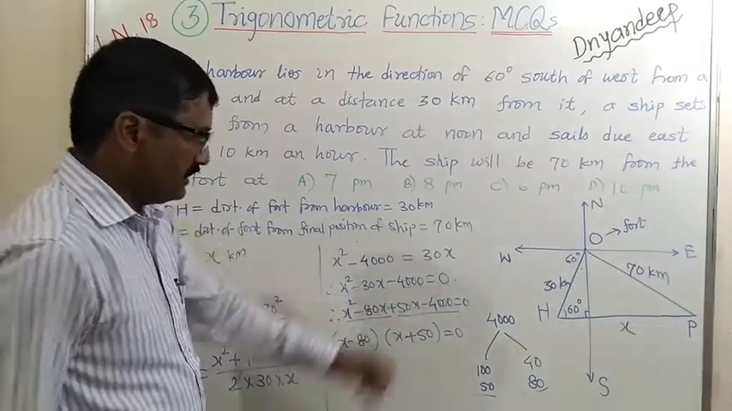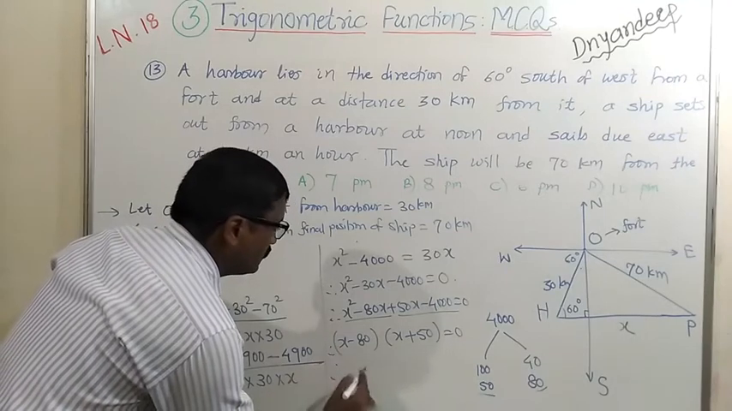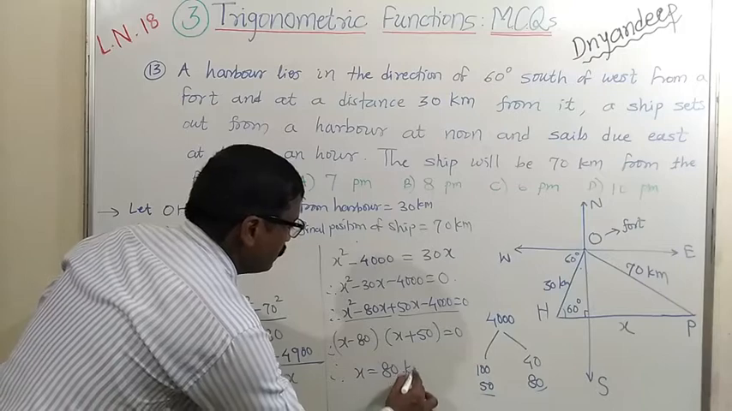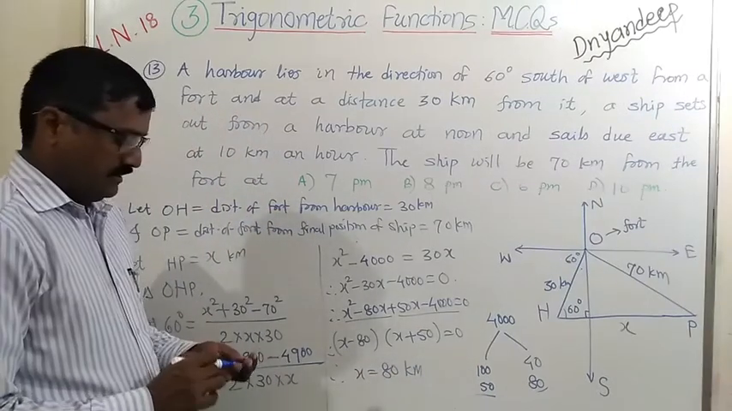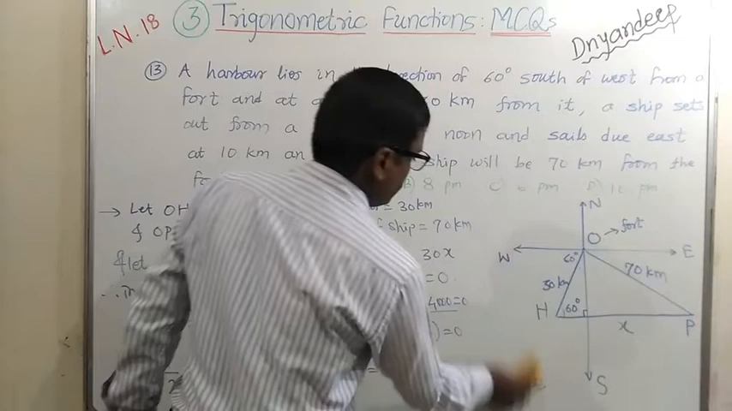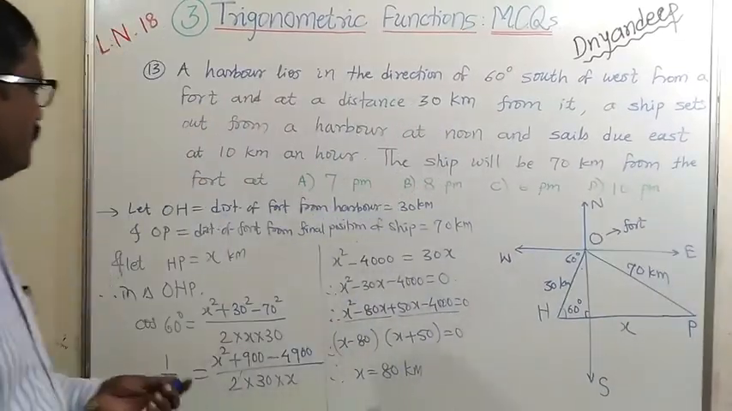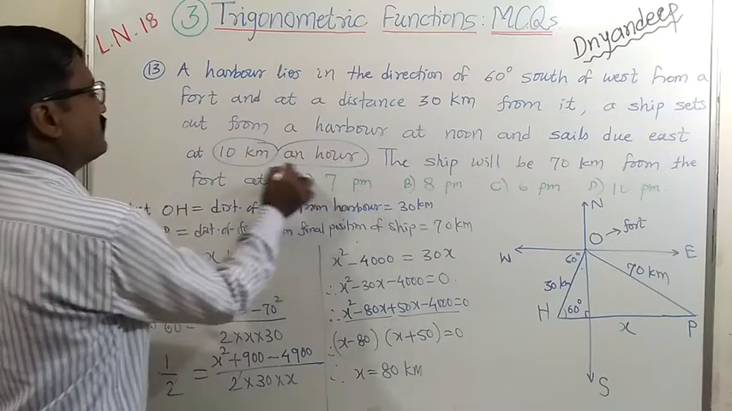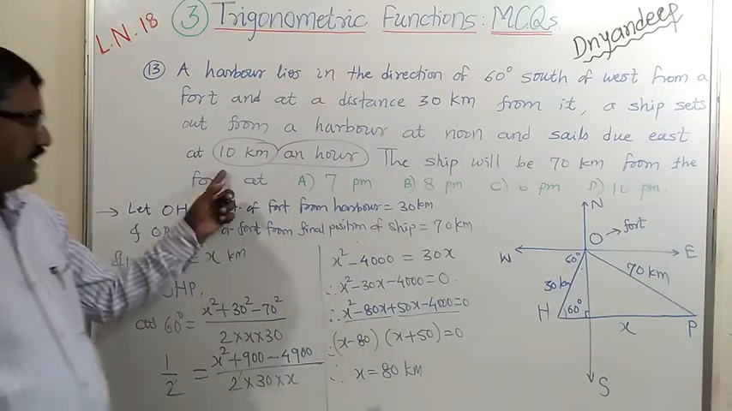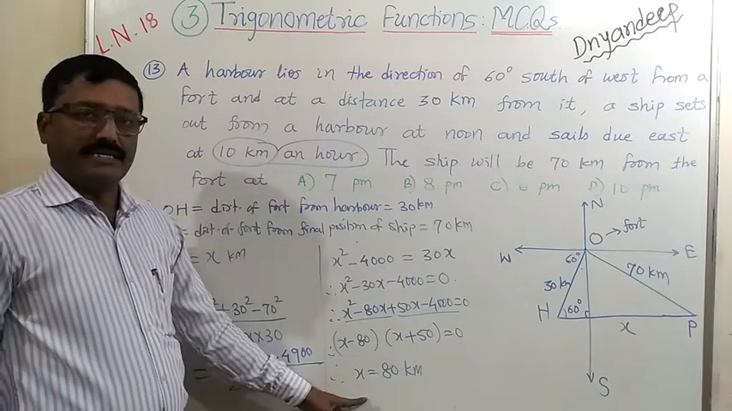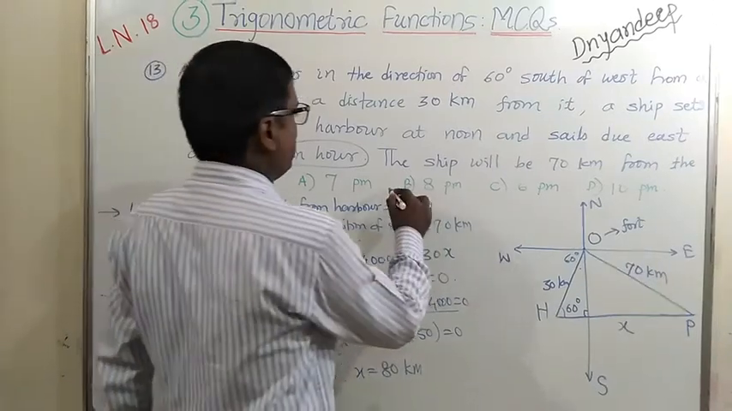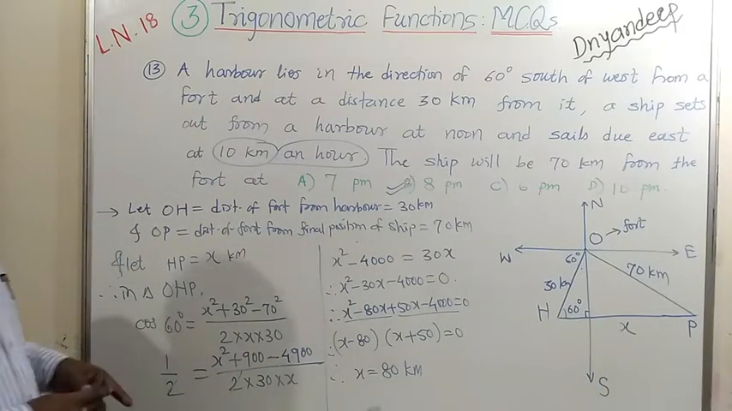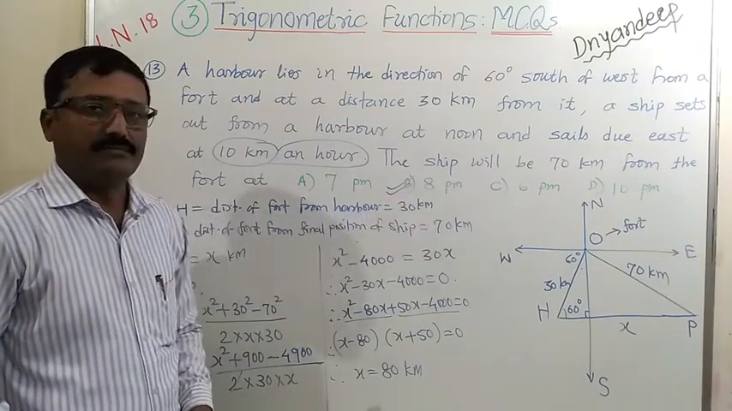This x will never be negative, therefore x equals 80 kilometers. The speed of the ship is the important part: the speed of the ship is 10 km an hour. So in 8 hours it will cover 80 km. So the answer will be 8. That is, the ship will be 70 km from the port at obviously 8 p.m.